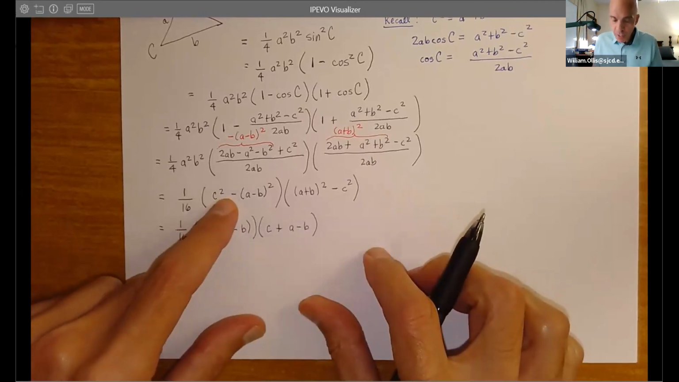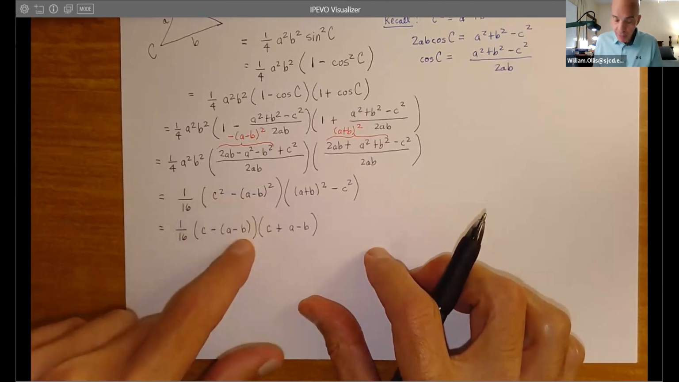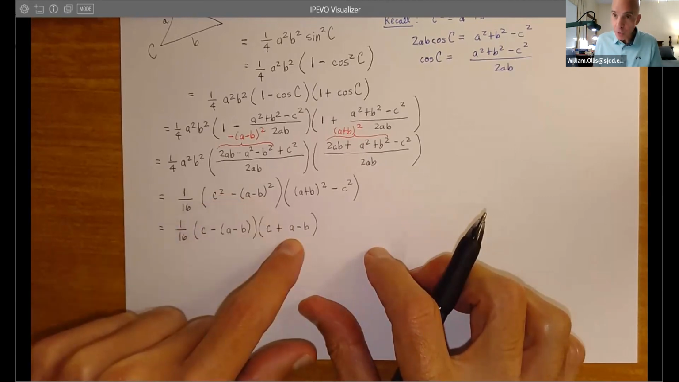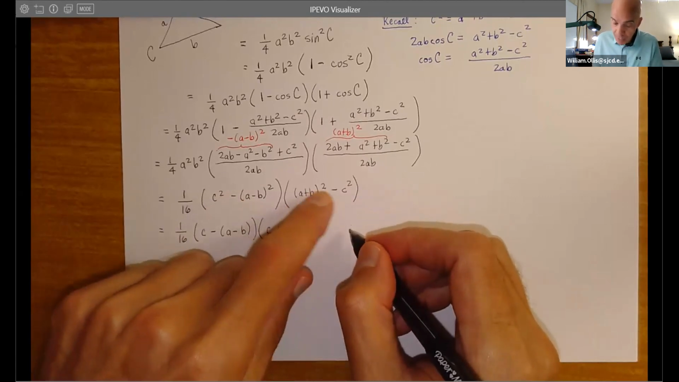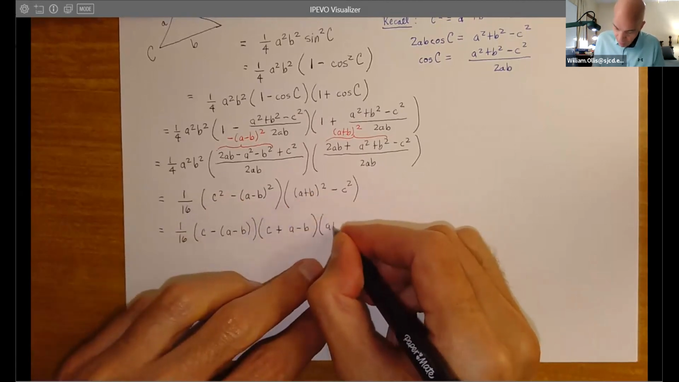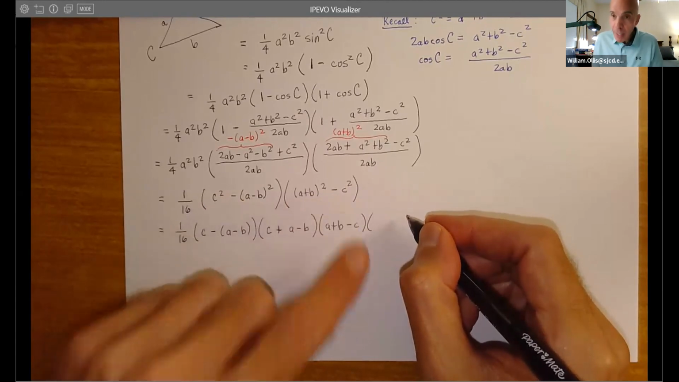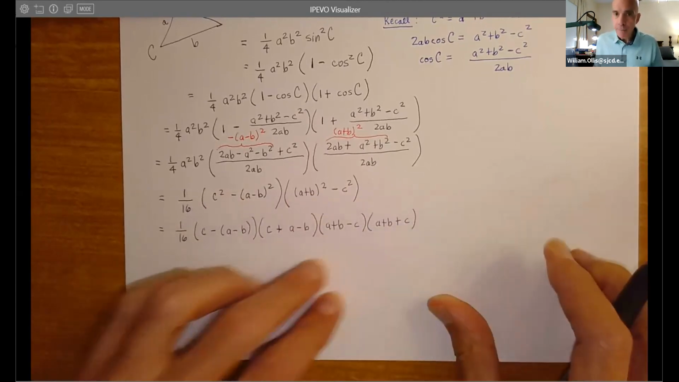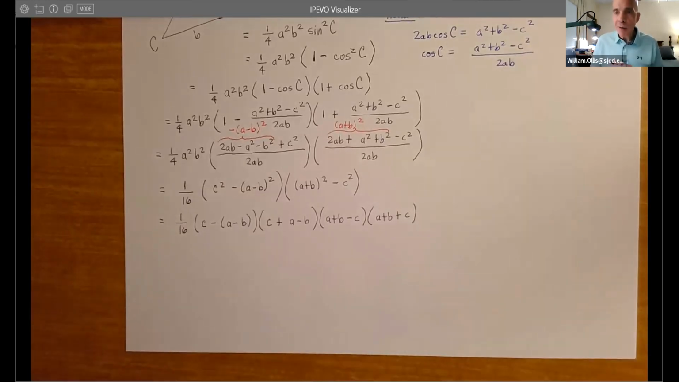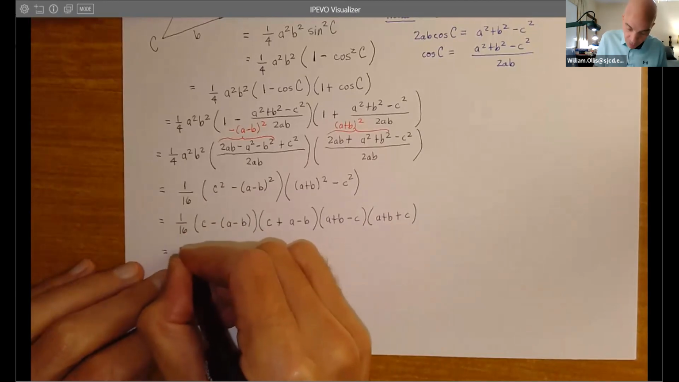So remember, when we do the difference of two squares, we do c minus this term, a minus b, and then we do c plus this term. Do the same here, just using the formula. So this will be the a plus b minus c. And then we have a plus b plus c. Okay? So now we're thinking, oh, that looks like part of the semi-perimeter. So we're getting where we need to be now. So just simple factoring. So now we've got 1 over 16.